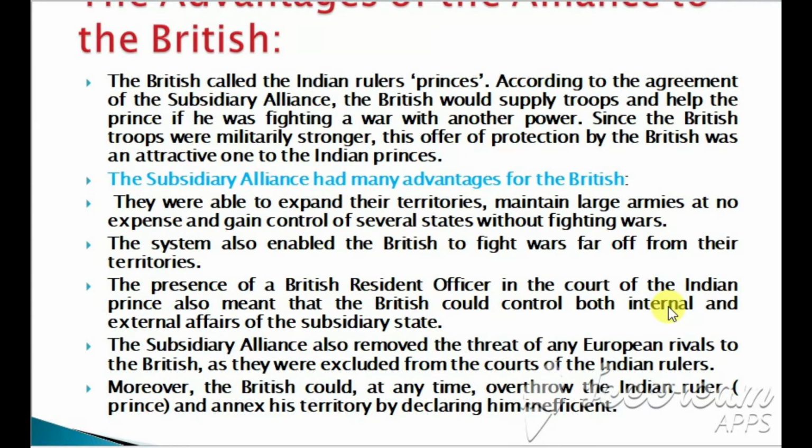The presence of a British resident officer in the court of the Indian prince also meant that the British could control both internal and external affairs of the subsidiary state. The subsidiary alliance also removed the threat of any European rivals to the British, as they were excluded from the courts of the Indian rulers. Moreover, the British could at any time overthrow the Indian ruler and annex his territory by declaring him inefficient.